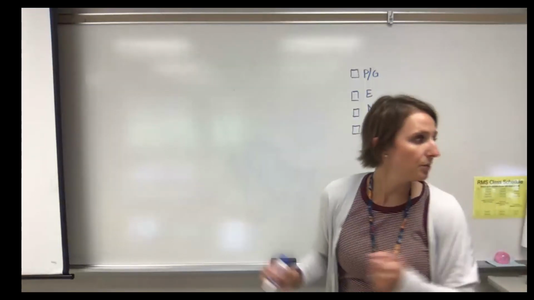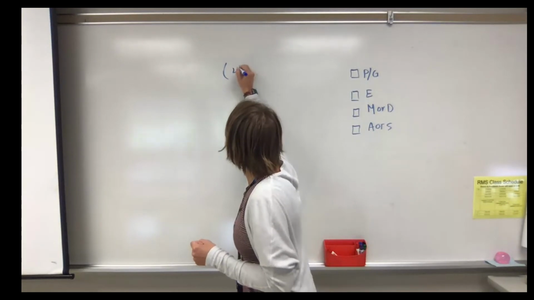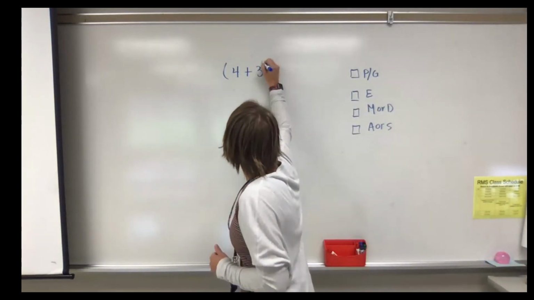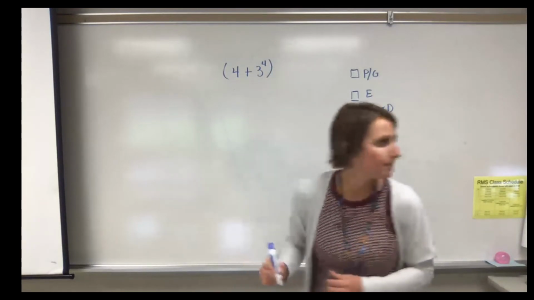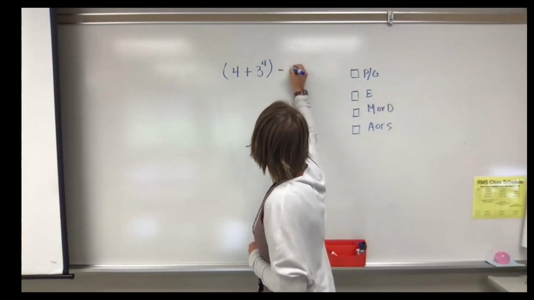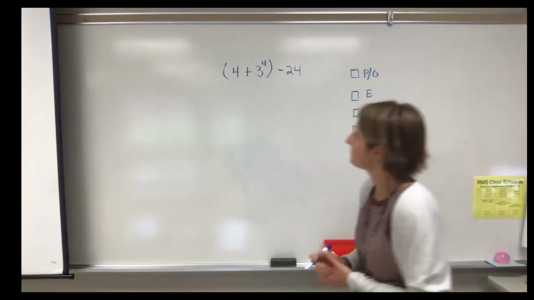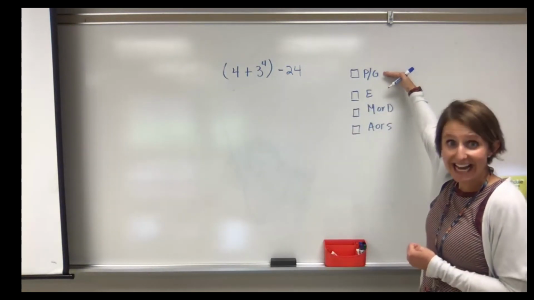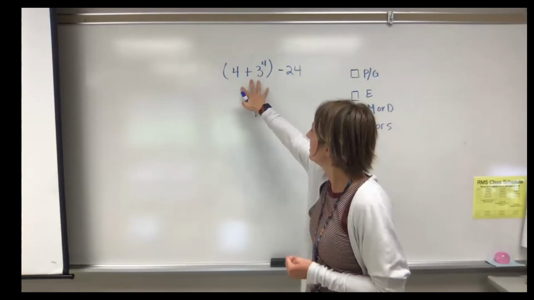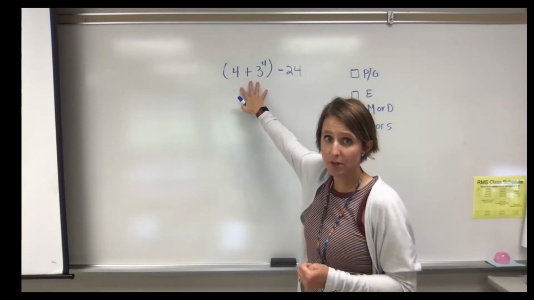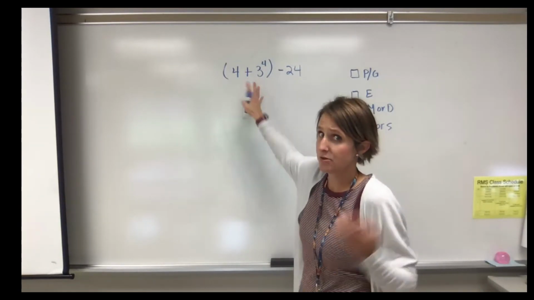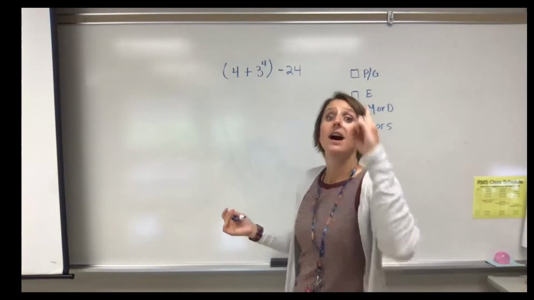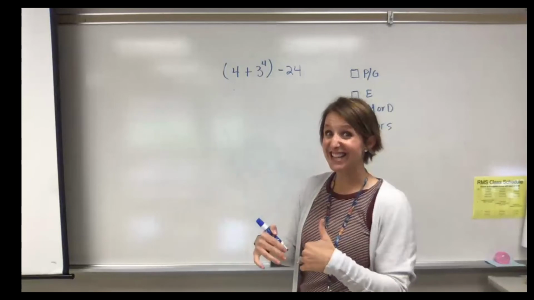Okay? So we have, in parentheses, 4 plus 3 to the 4th power, minus 24. Okay? Do we have grouping symbols? Yes. So go to the grouping symbols. Do I have more than one operator inside the grouping symbols? Yes. Do I get to just pick whichever one I want to do first, or do I need to follow an order? I need to follow an order inside those parentheses.